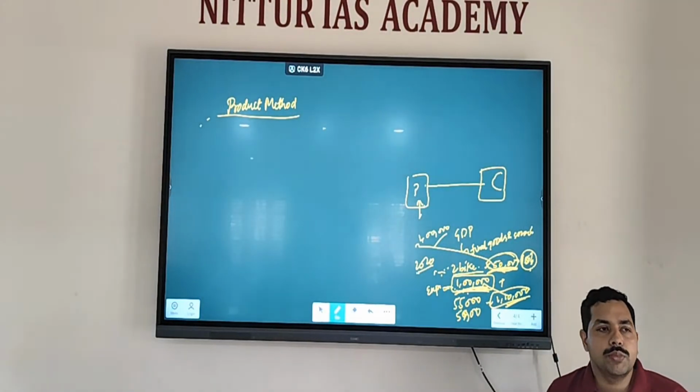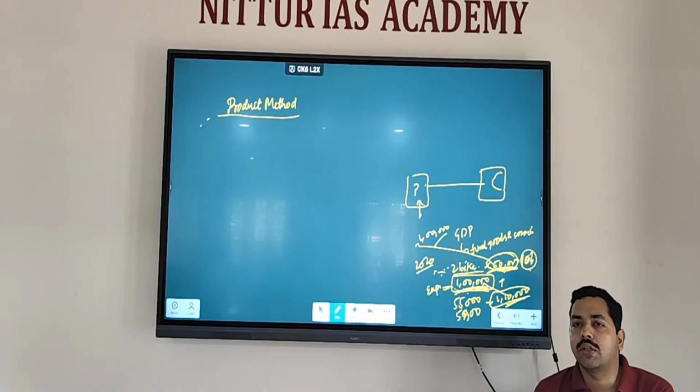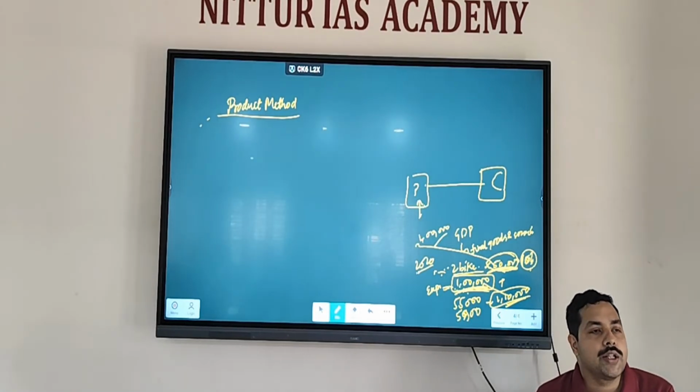1 lakh 10,000, because the consumer is spending this much money, because the consumer also has to pay taxes on these particular products. Clear? So that's why there will always be variation between the product method, income method or expenditure method. Some amount of variation is going to be there.